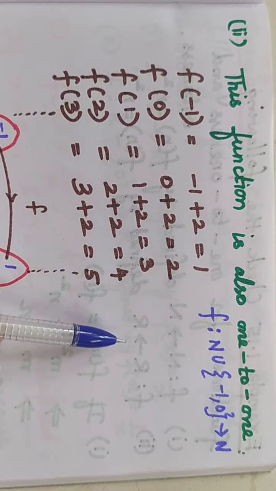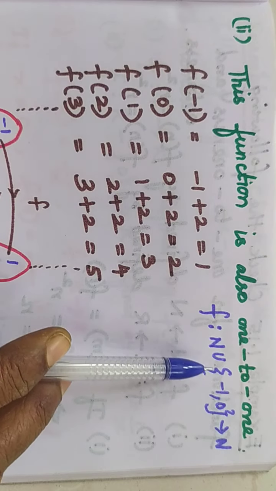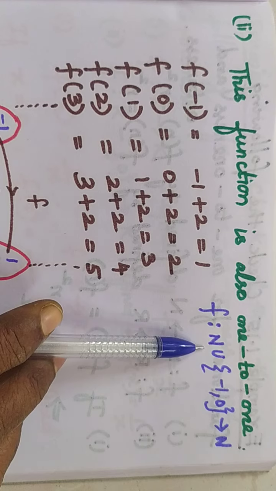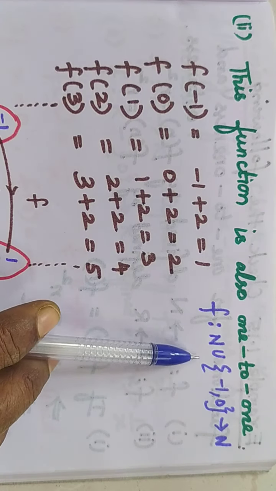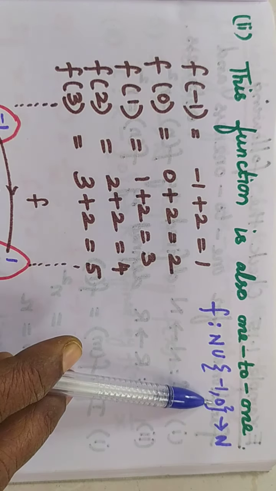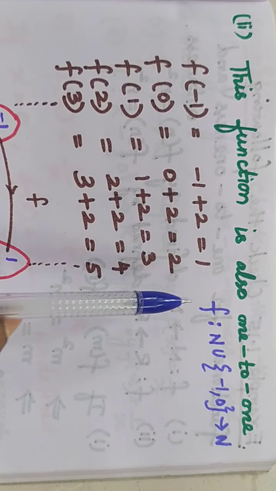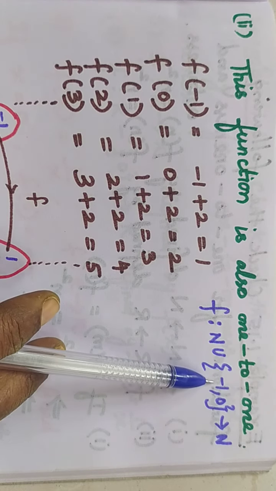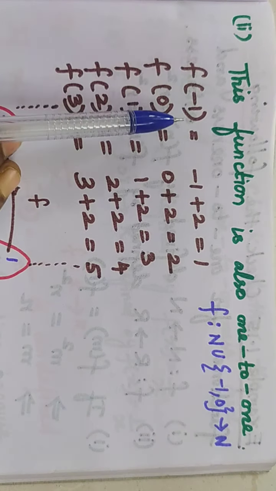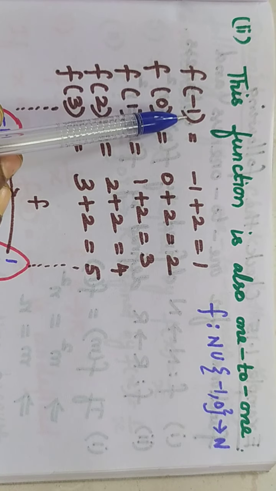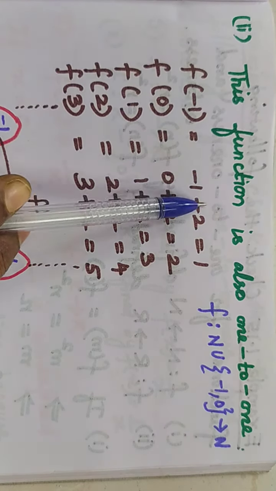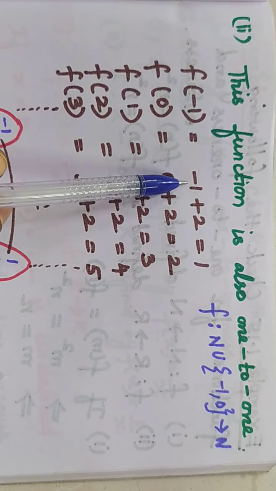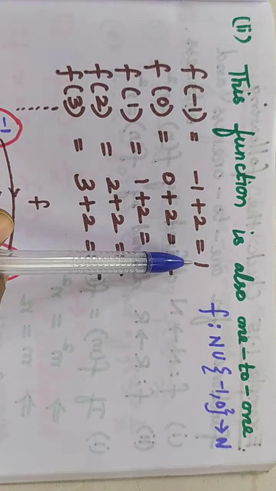Now the function of the second one: it is given that f maps capital N union {-1, 0}, that is natural numbers union {-1, 0}. So including -1 and 0 with the natural numbers, we are going to find whether this function is one-to-one or onto. So when -1 and 0 get included, you'll be getting f of -1 is equal to, instead of n you have to substitute here -1, is it not? So instead of n plus 2, you will get -1 plus 2, that is equal to 1.